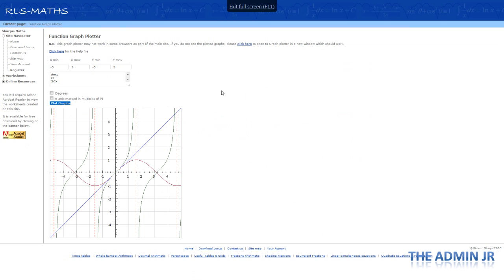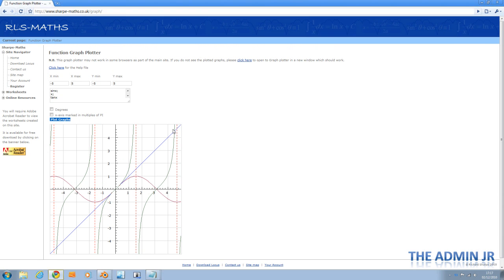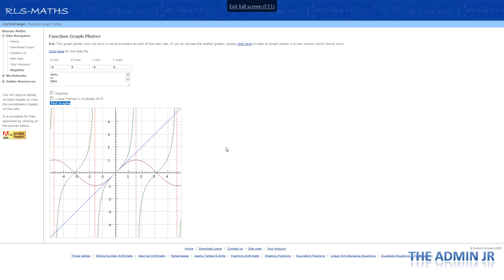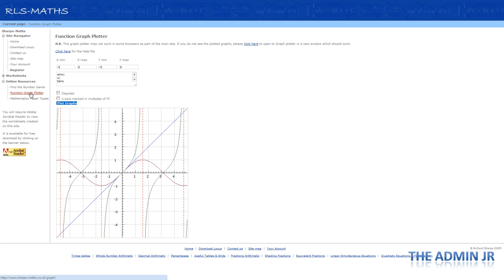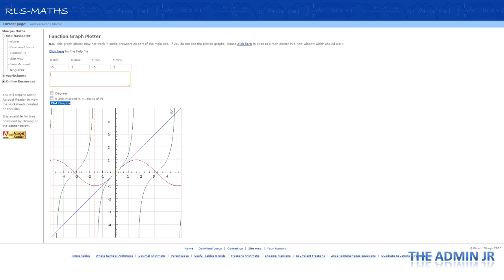This is a function graph plotter from RLS Maths, and you'll find this on the website www.sharp-maths.com, and underneath here there should be a function graph plotter right here under online resources. This is actually brilliant, and it's helped me out a lot over the years.